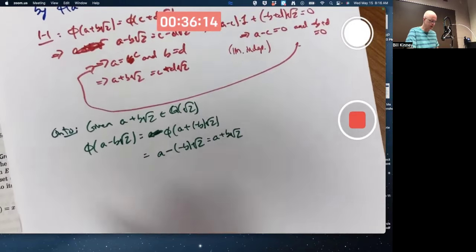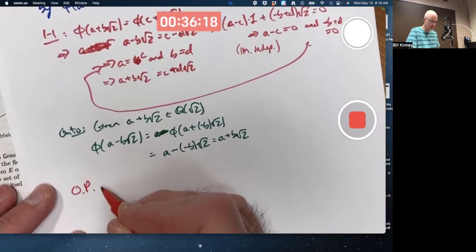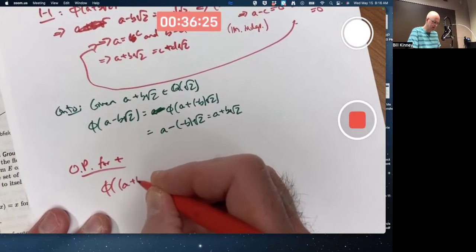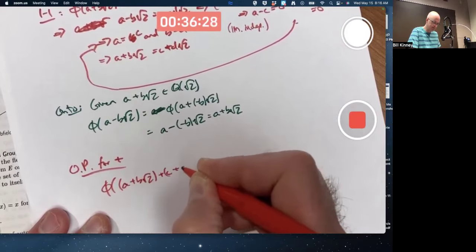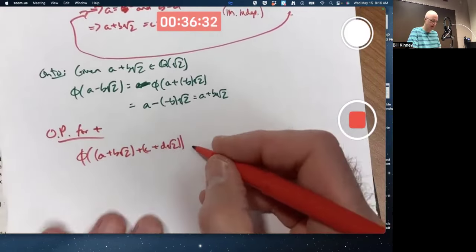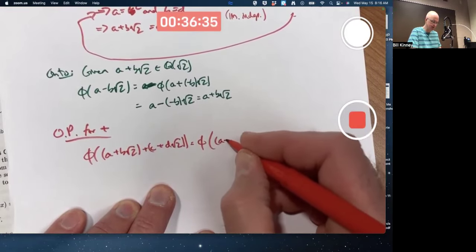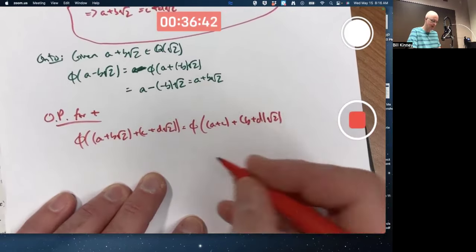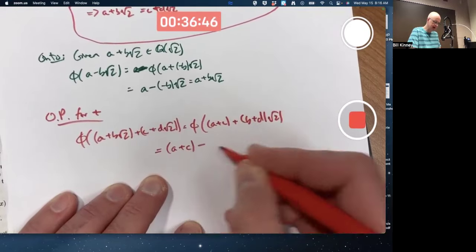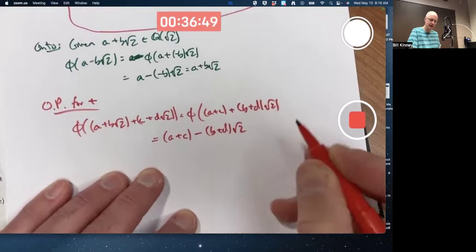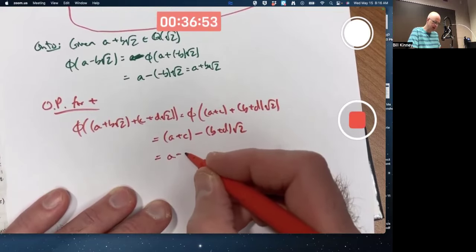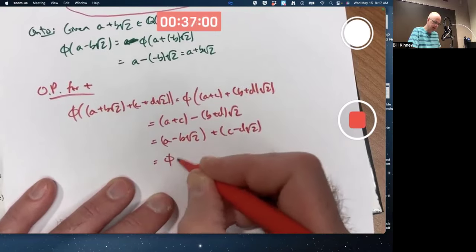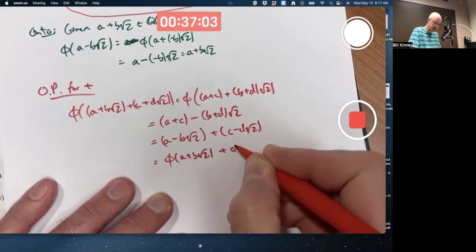Is it operation preserving with respect to addition? Take two elements, a plus b root 2 and c plus d root 2, and add them. Add the parts that don't involve the root 2, the like terms effectively. Add the parts that do involve the root 2. What does that get mapped to? It gets mapped to a plus c minus b plus d root 2. By properties of algebra, that can be rewritten as a minus b root 2 plus c minus d root 2. And that's phi of a plus b root 2 plus phi of c plus d root 2.